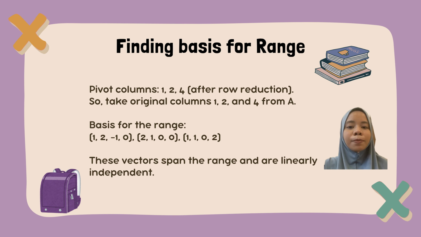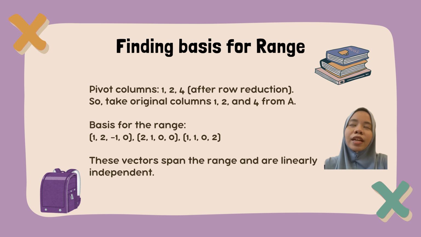So, how do we find the basis for the range? The pivot columns are 1, 2, and 4 after row reduction. So take original columns 1, 2, and 4 from A. The basis for the range is (1, 2, -1, 0), (2, 1, 0, 0), and (1, 1, 0, 2). These vectors span the range and are linearly independent.